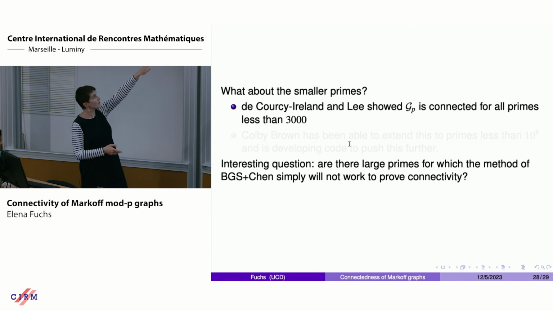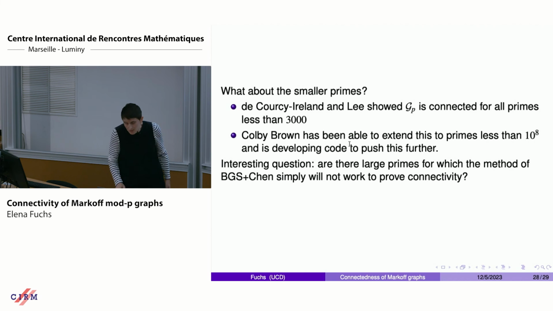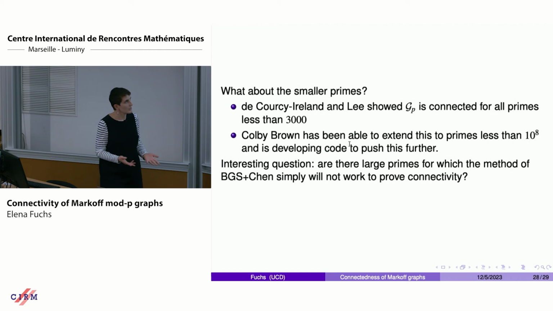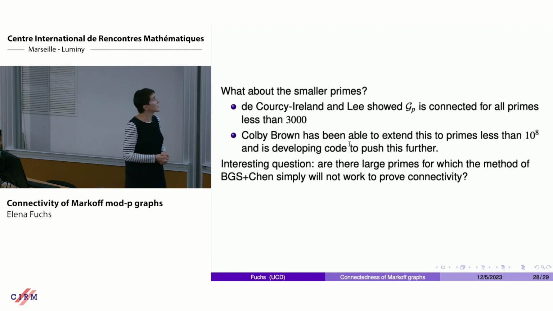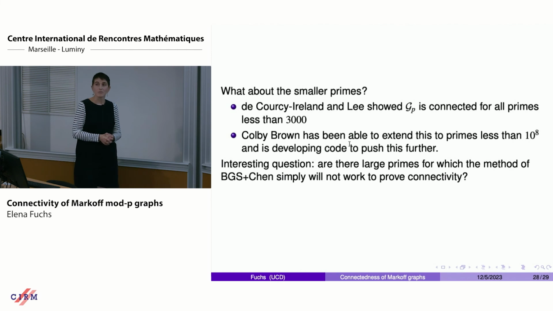And that's the kind of thing that De Corsi, Ireland, and Lee are mostly focusing on in their paper. But they also show along the way that GP is connected for all primes less than 3,000. So my student Colby Brown, who's really a computer scientist combined with a mathematician, he really knows his coding, has been able to extend this to primes less than 10 to the 8th. So a huge push, using the kind of ideas that I was talking about in this talk. And he's developing his code to push this further.